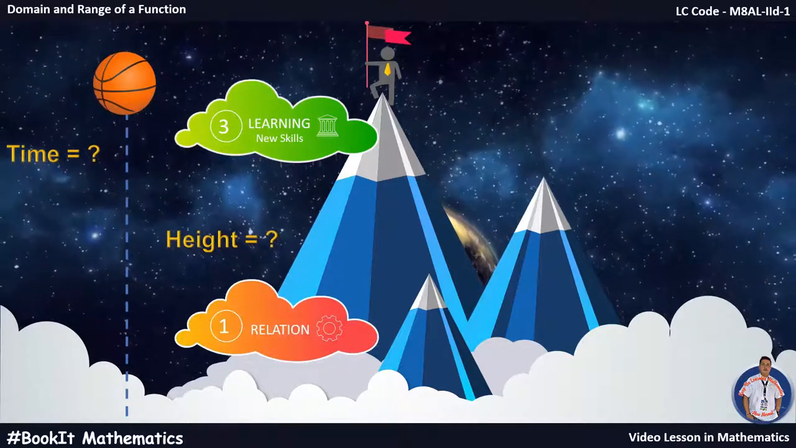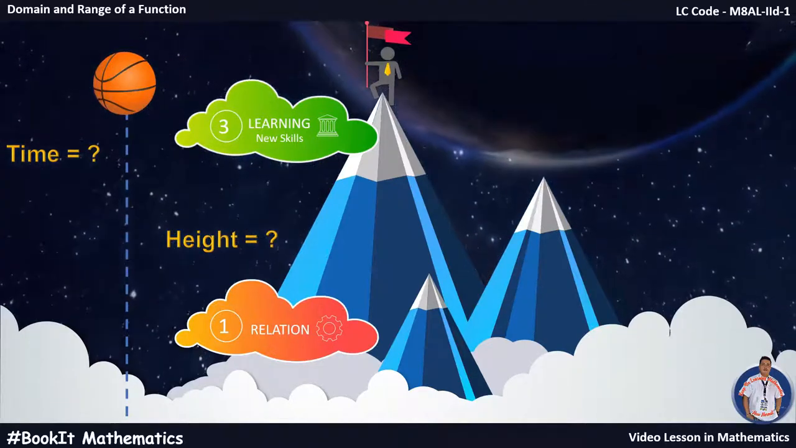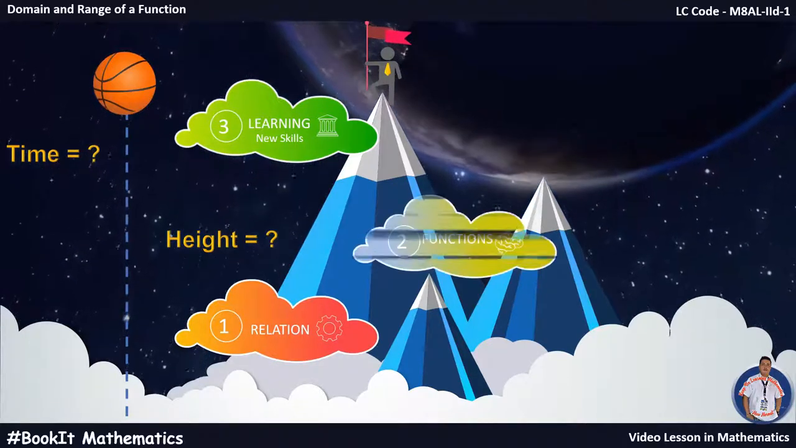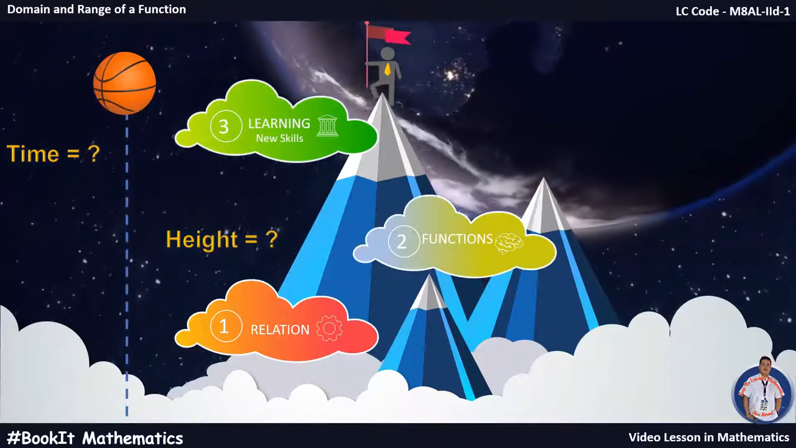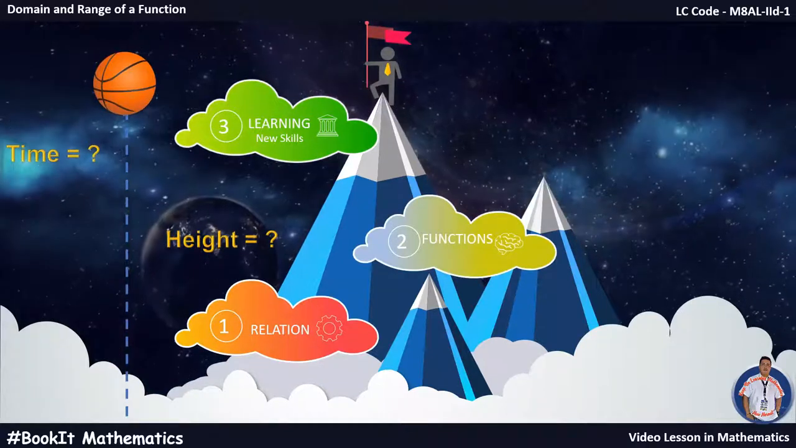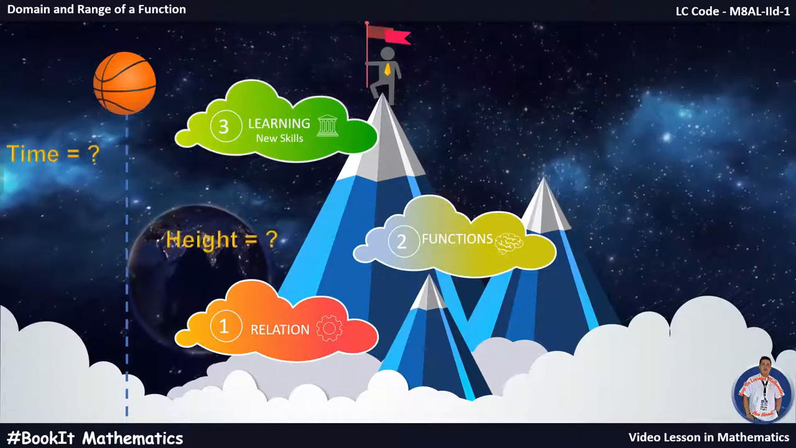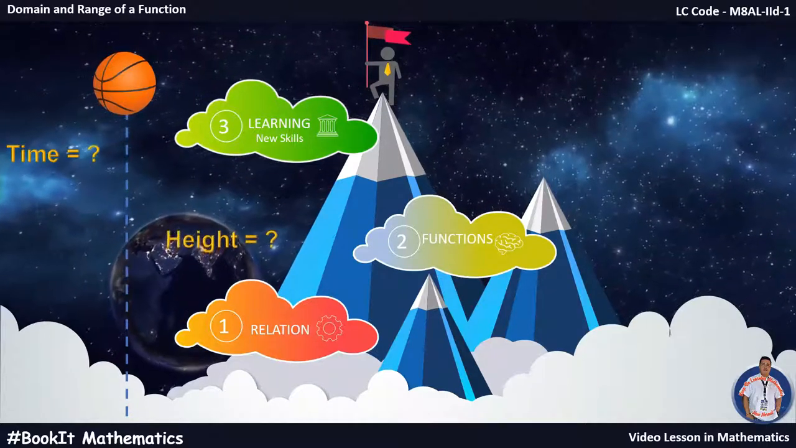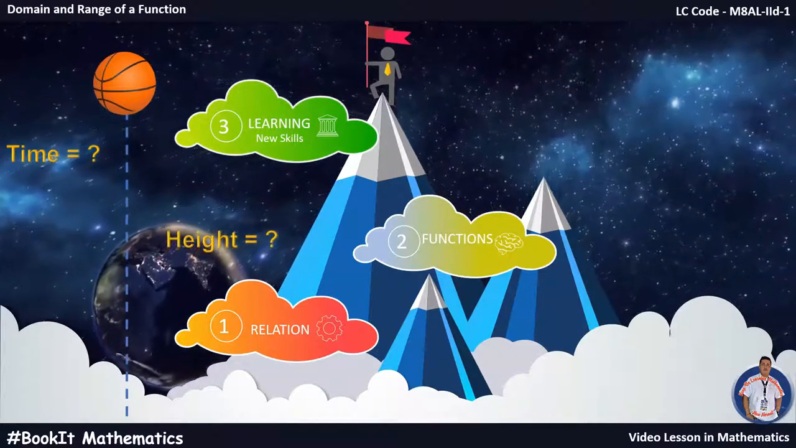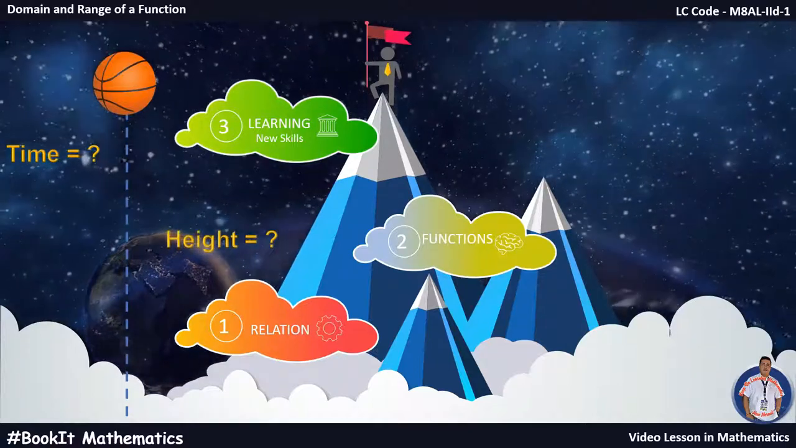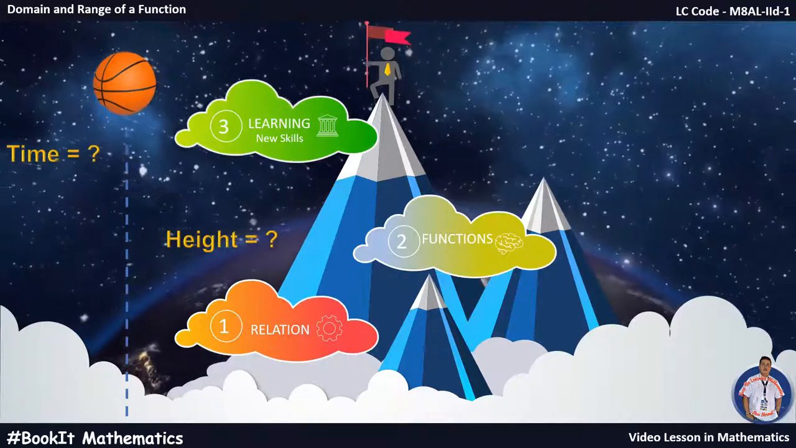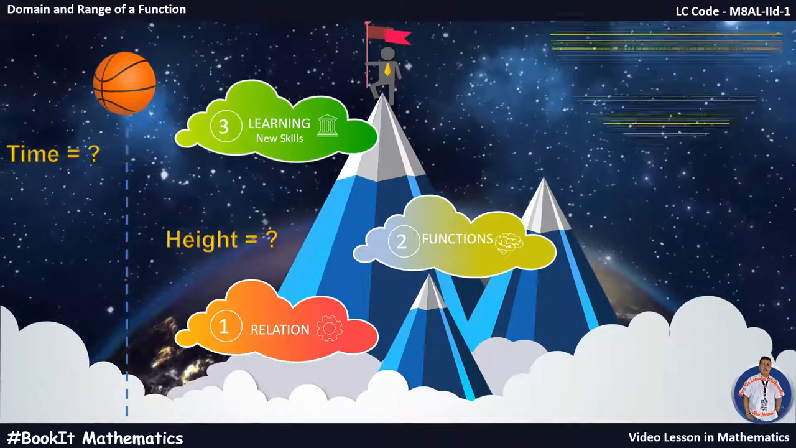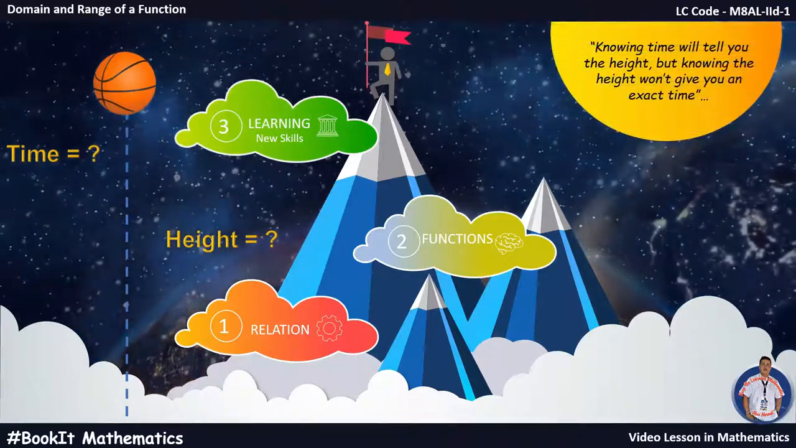In mathematics, a relationship between variables that change together, such as time and height, is called a relation. There are many kinds of relations. Among the most important algebraic relations are functions. A function is a relation in which one variable specifies a single value of another variable. For example, when you toss a ball, each second that passes has one and only one corresponding height.